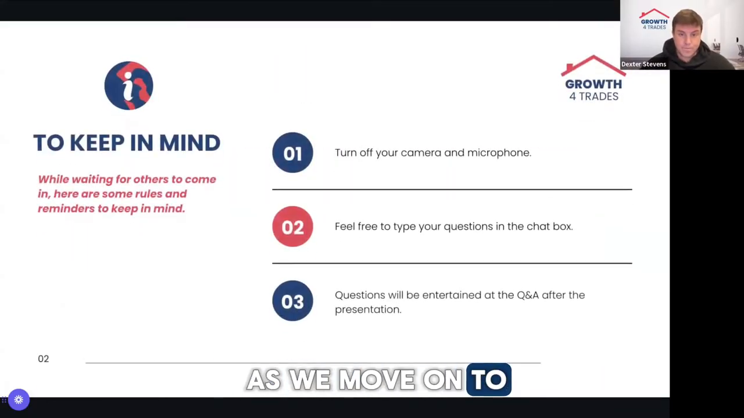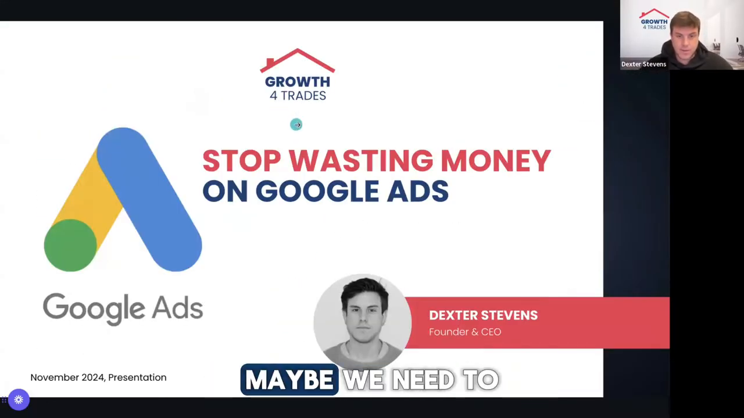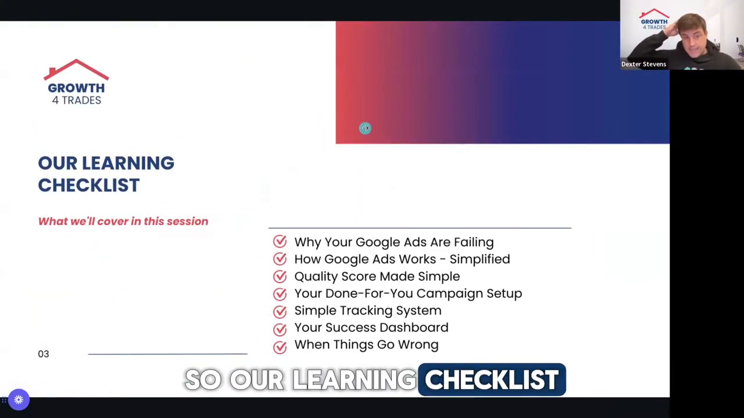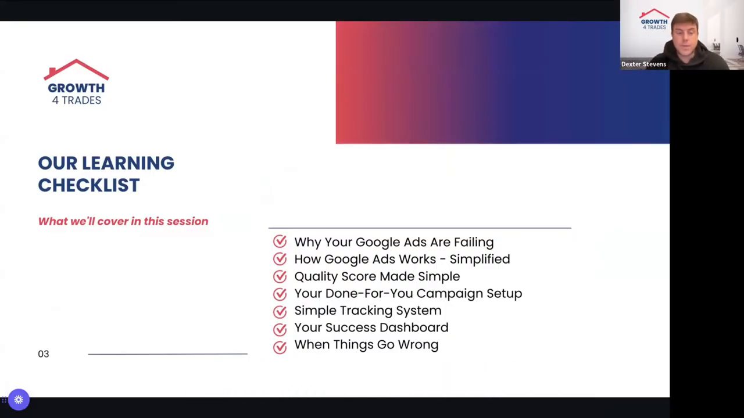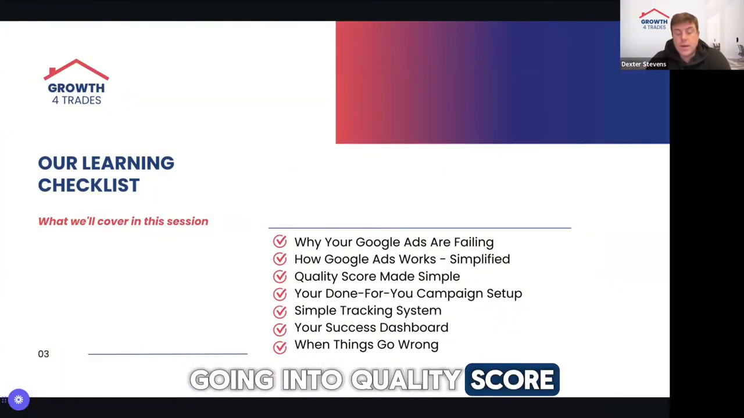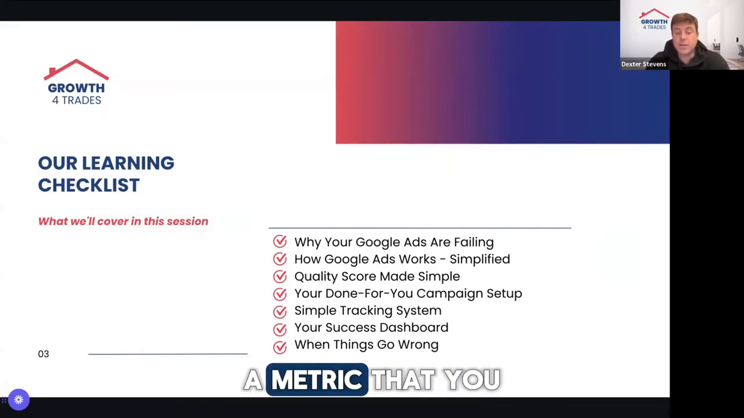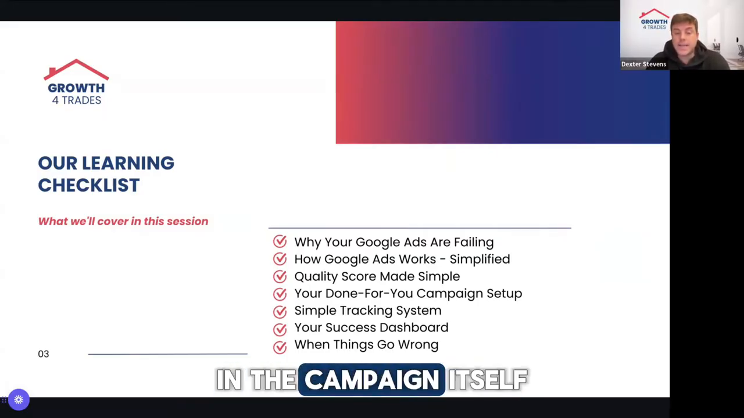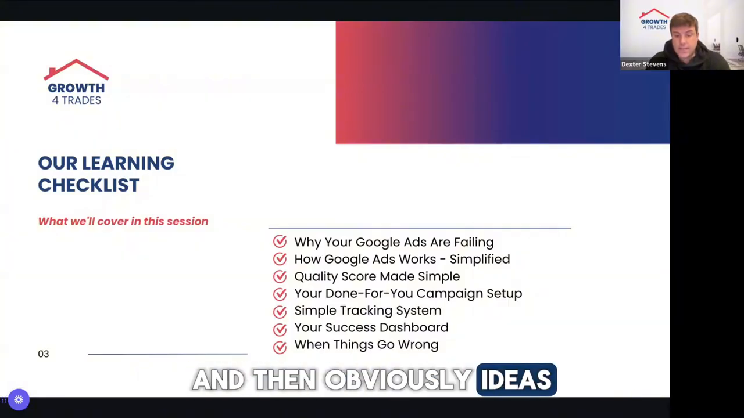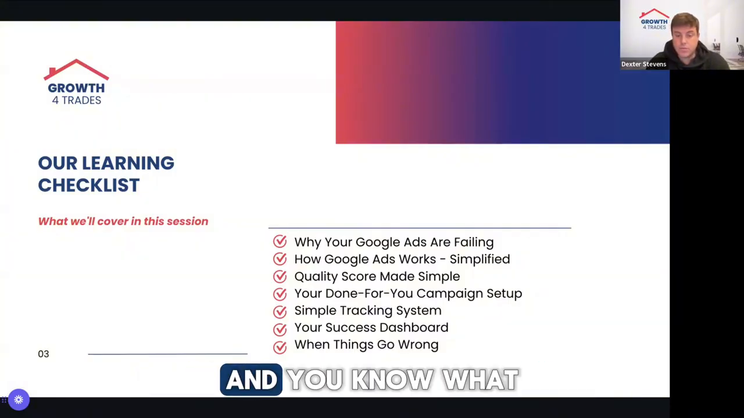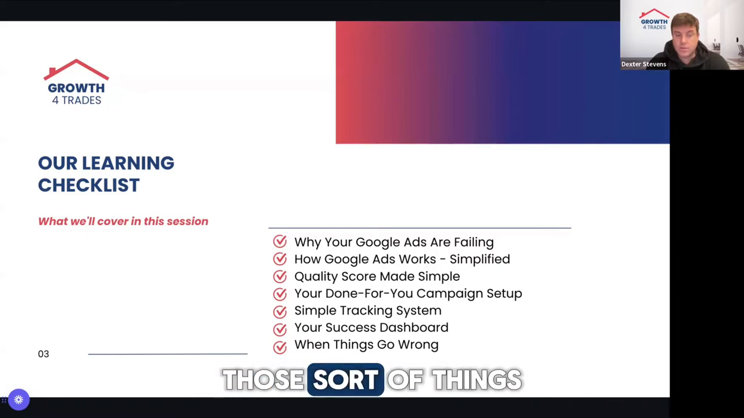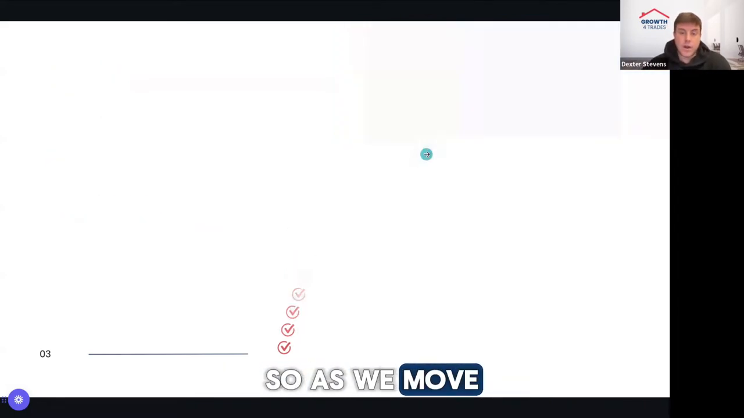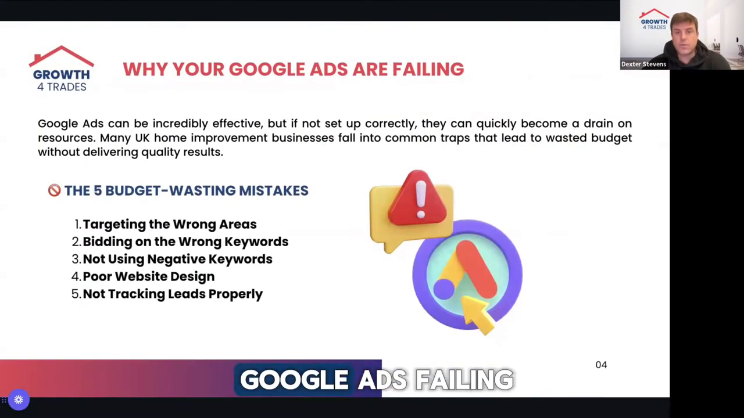So as we move on to, going back a slide there, maybe we need to go forward. So our learning checklist today is going to be going into these areas: why your Google Ads are failing, how Google Ads works simplified, going into quality score, which is really a metric that you should be analyzing in the campaign itself, and then obviously ideas on tracking and what to do when things go wrong, those sort of things. So as we move on to the first slide, why are your Google ads failing?